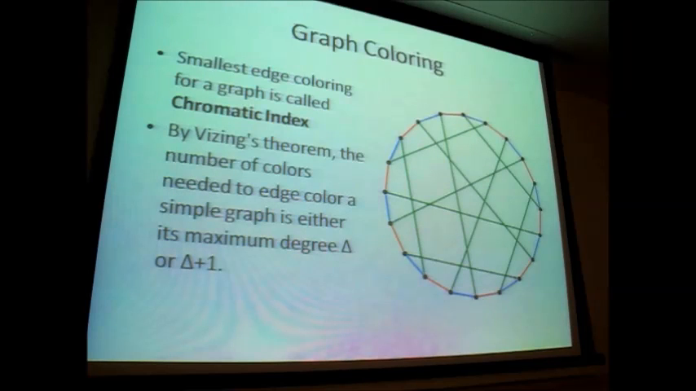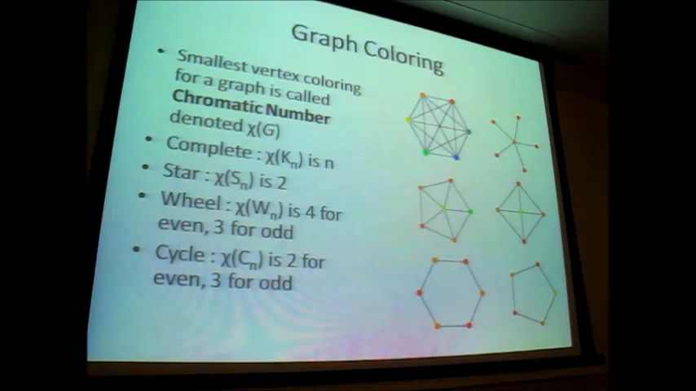So the edge coloring is not very interesting. Essentially, if you take a graph and find the vertex with the maximum degree, the smallest edge coloring is called the chromatic index. In this case, it's pretty straightforward: you're getting either the maximum degree or the maximum degree plus 1 of the graph. The maximum degree is the highest degree among all the vertices. So it's not terribly interesting, but I put it up there just for context.